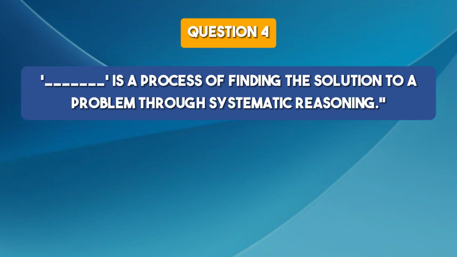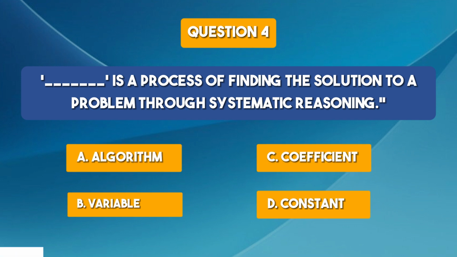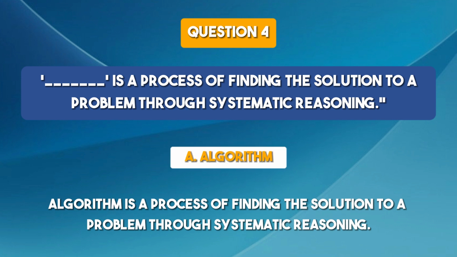Keep it up! Question 4 is a process of finding the solution to a problem through systematic reasoning. The correct answer is A, algorithm. Algorithm is a process of finding the solution to a problem through systematic reasoning.